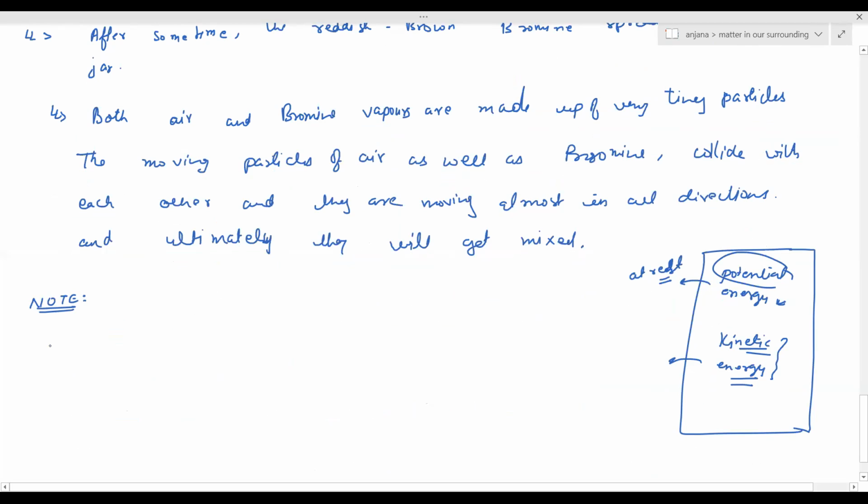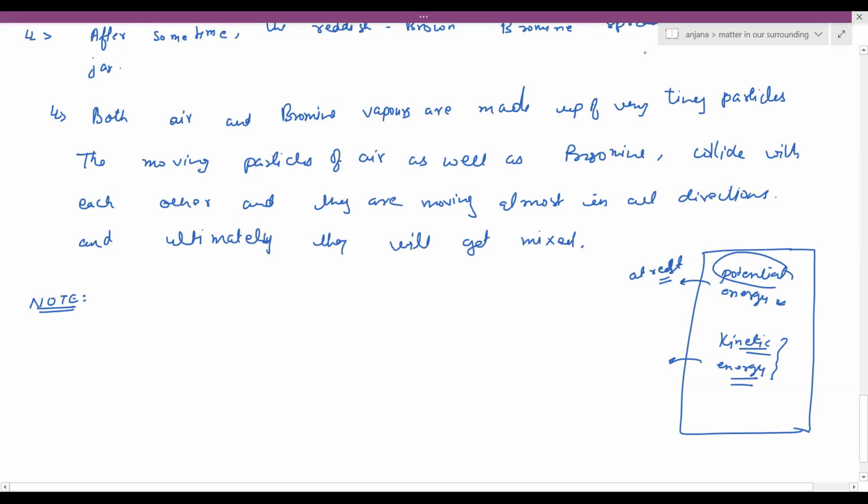Bromine gas is heavier than air. No, it's not the property. Like it's the property of every matter, Rohit, not only for gases. The particles present in liquids, they are also constantly moving. They are not stationary.